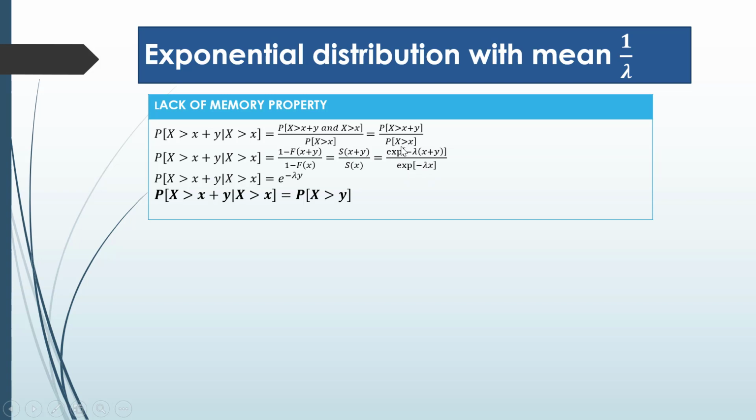And we cancel out e to the negative lambda x at the numerator and denominator. We have the answer simplified as e to the negative lambda y. So probability X greater than x plus y given X greater than x is the probability X greater than y. So this is called the lack of memory property. So that's how we prove it.